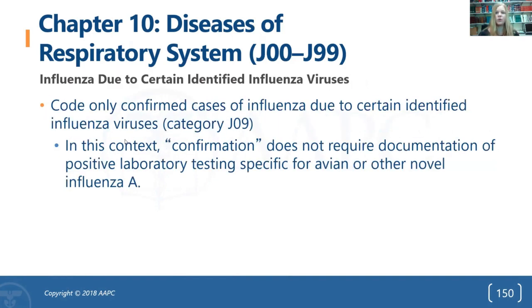Guidelines indicate to only code confirmed cases of influenza due to certain identified influenza viruses from category J09. In this context, confirmation does not require specific documentation of a positive lab test. That coding is just based on that provider's clinical documentation, their diagnostic statement saying that the provider has influenza.